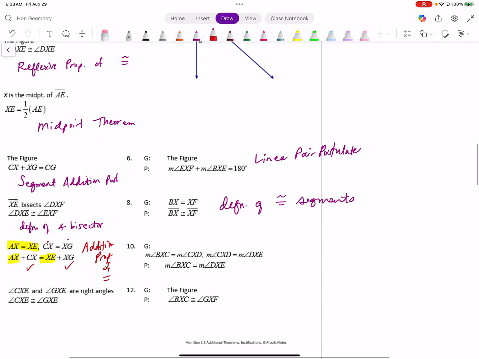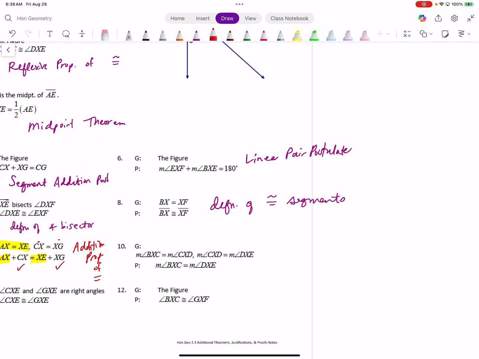Okay, let's see what's going on. So we know that the measure of angle BXC equals the measure of angle CXD, and the measure of angle CXD is equal to the measure of angle DXC. Then why does the measure of angle BXC equal the measure of angle DXC? That's the transitive property. Now, if you put substitution, that would be okay. But if these had been congruency statements, you'd have to put transitive property because you can't substitute shapes.